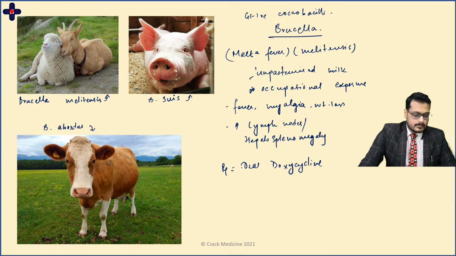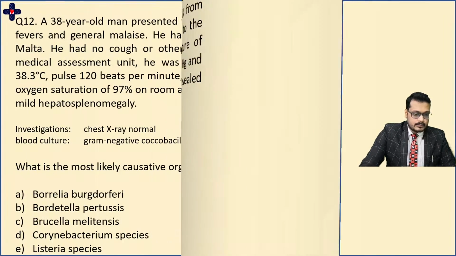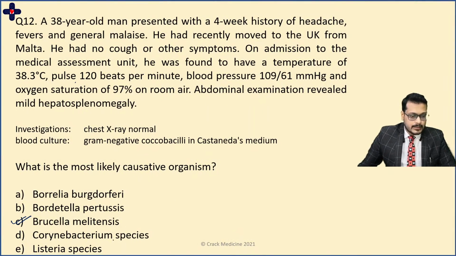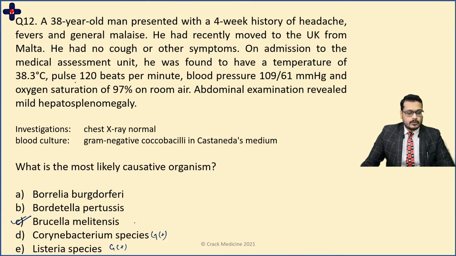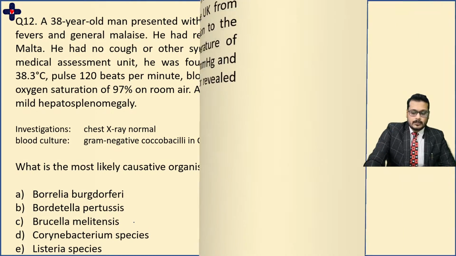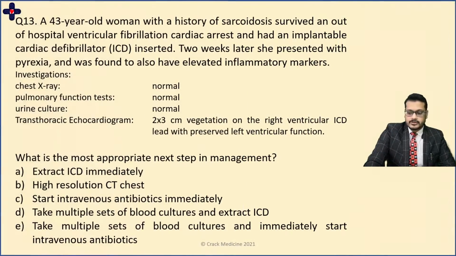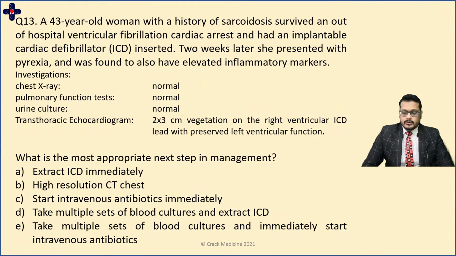Okay, so in the options you also had Listeria, which is basically a gram-positive bacteria, and Corynebacterium species are also gram-positive. Okay, so if you know, somehow you can actually rule out the other options also. So there's no harm in ruling out the options which you're not very sure about. Moving on to the next question.